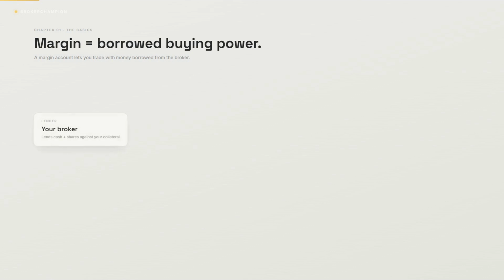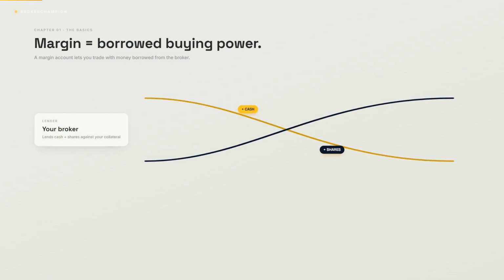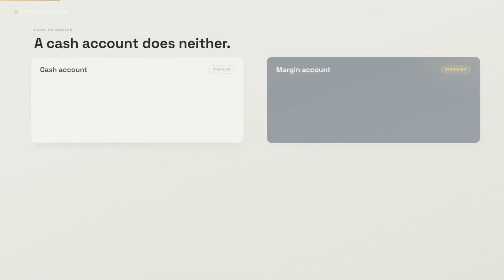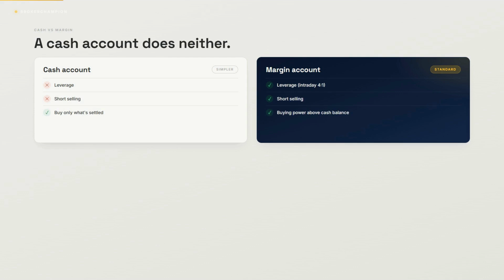Start with the basics. A margin account is a brokerage account that lets you trade with money borrowed from the broker. 2 things that does for you. It gives you leverage, you can buy more stock than your cash balance, and it lets you short, sell a stock you don't own, because the broker lends you the shares to sell. A cash account does neither. You can only buy what you've paid for. No leverage, no shorting. And, this is the important part, no PDT rule.